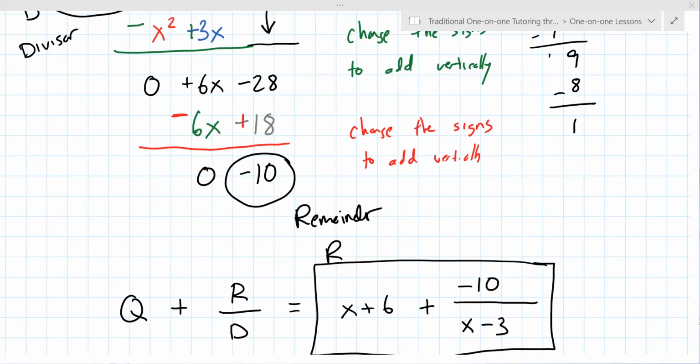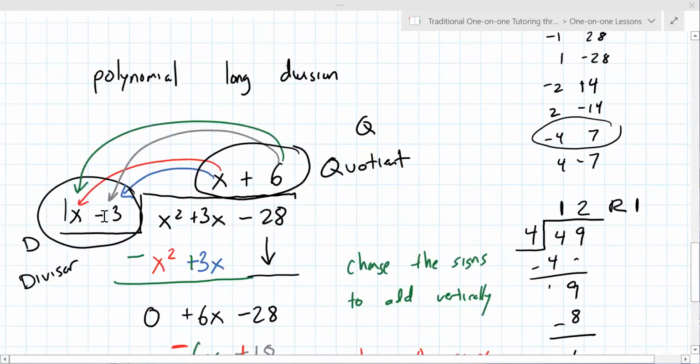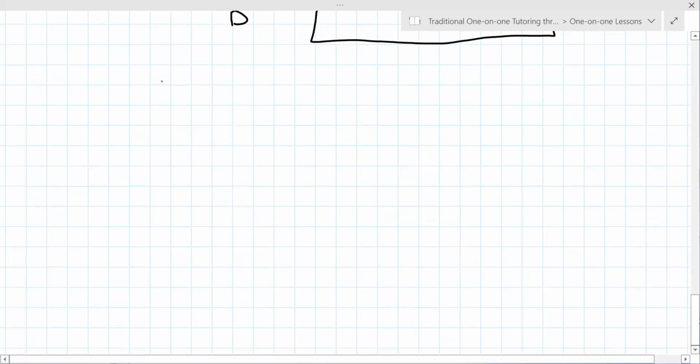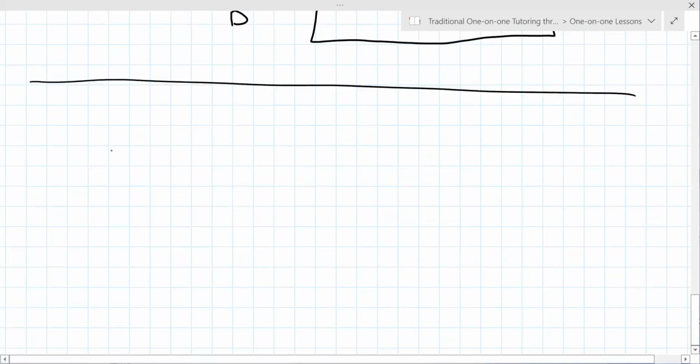Let's do another one. We'll do number 5. It's a little more difficult. Or do you want another example of sort of like this is the base case? Do you want another one like this first? Maybe one more. Okay, that's a good idea. All right, let's try. So it'd be presented this way: x squared minus 4x plus 8 divided by x minus 1.